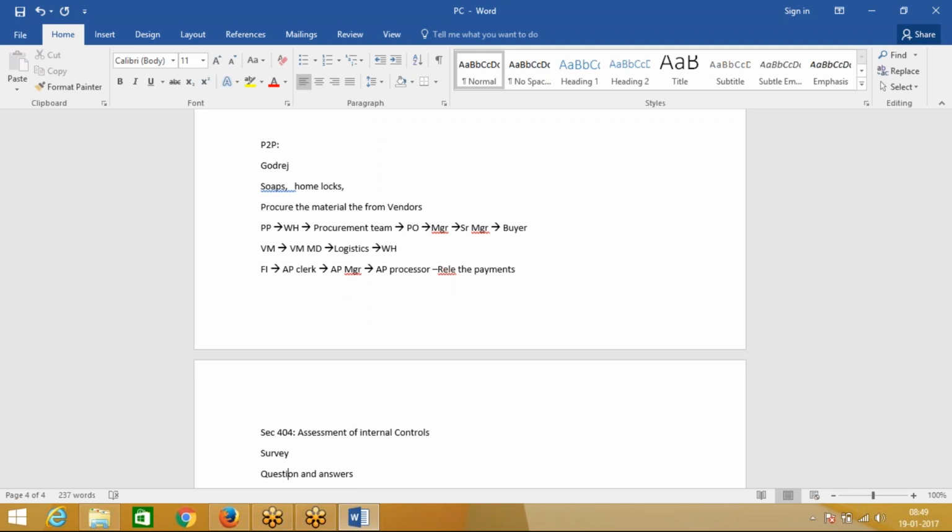So this is the question and answers way. I can prepare one survey, and underneath this survey I can add all these questions and send it to all the corresponding persons, account heads and everyone. Those people have to validate whether the customer is following the process or not by answering the questions. That is one type of assessment.